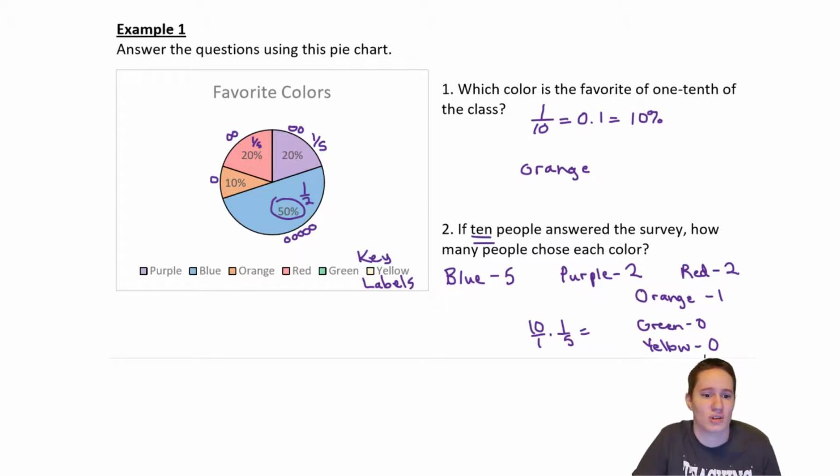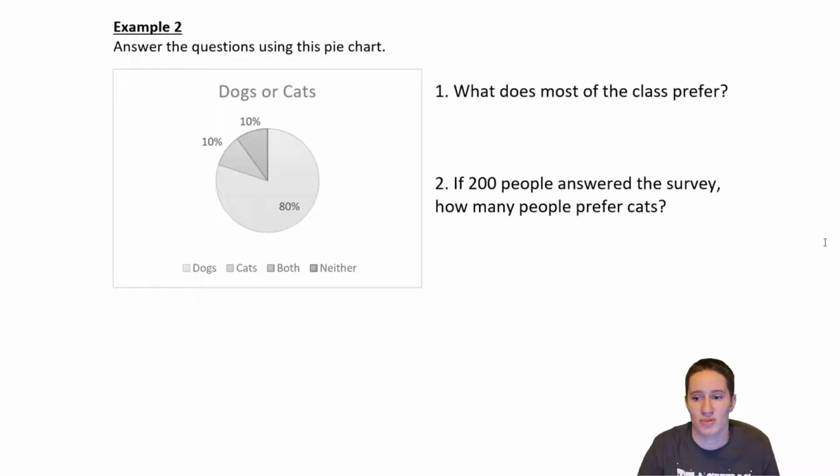But that's one of the things we could do. We could say, hey, looking at this pie chart where half of the class had blue as a favorite color, maybe if I had to guess on somebody's favorite color, I might want to pick blue because it seems like a lot of people like blue. It helps us make informed decisions, which is cool. Let's look at example 2. On example 2, this says we've got dogs or cats as a preference.